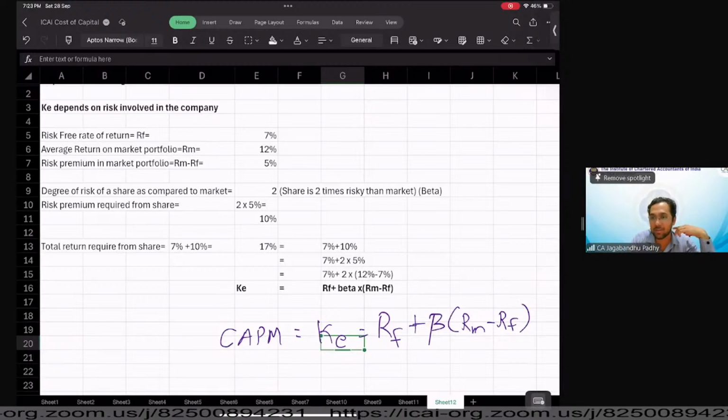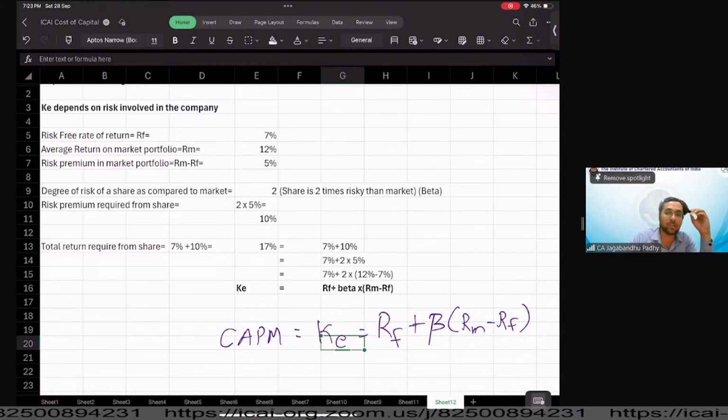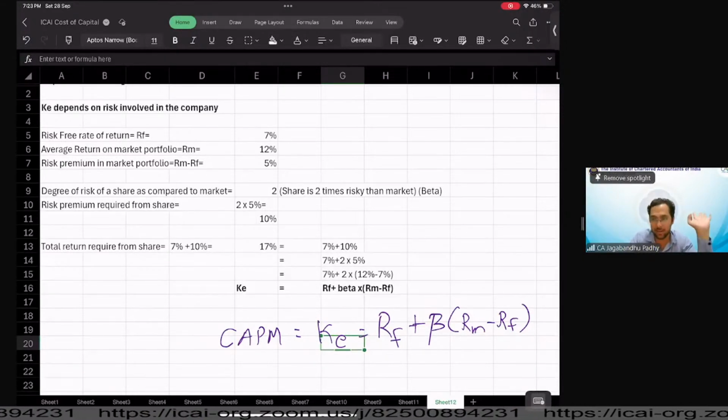If the market price is given, based on the market price you cannot calculate the RM. RM can be calculated only using specialized tools, and therefore we are not covering the method to calculate RM. Neither are we covering the method to calculate beta or RF. Those things are going to be dealt with in CA Final. At this level, you will be given the numbers directly.